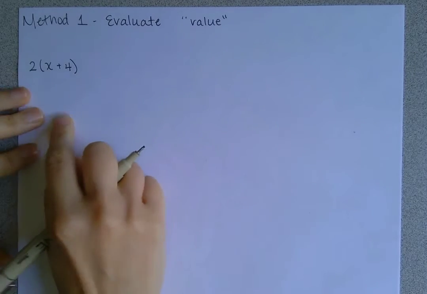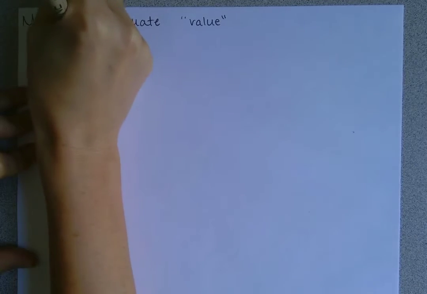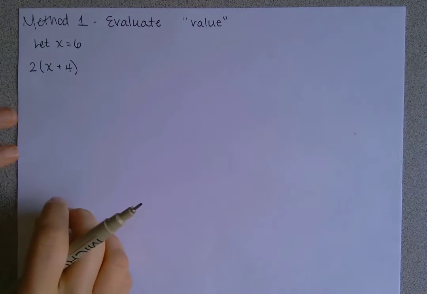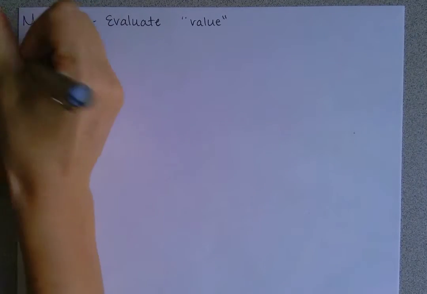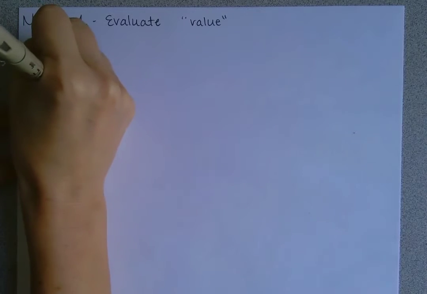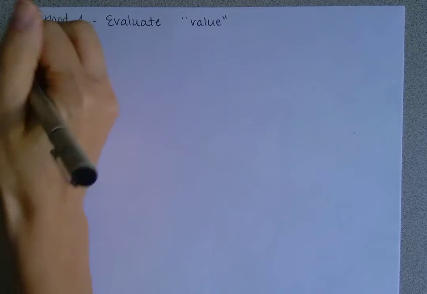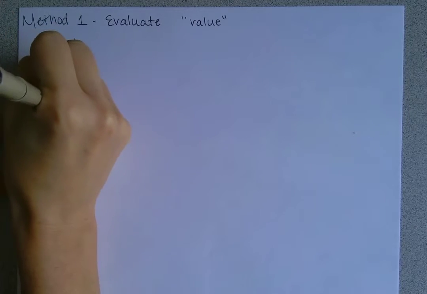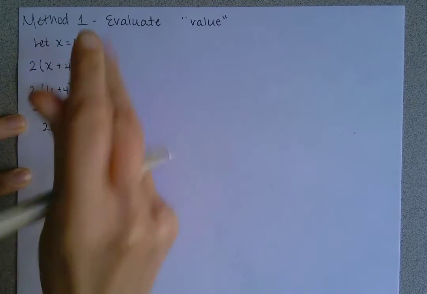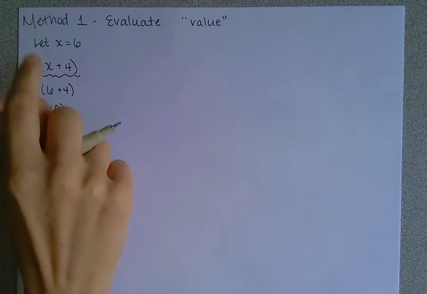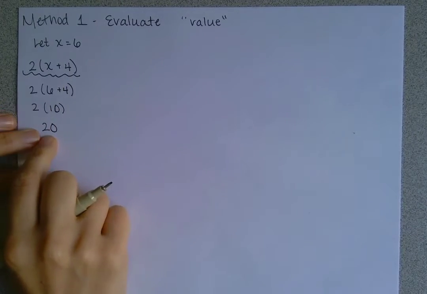And the way we do this is we can just pick any number we want for x. So say we let x equal 6, and I just randomly pick 6 because it's my favorite number. You can pick any number you want. So if I plug in 6 for x, I would have 2 times 6 plus 4. I would add first since it's in parentheses, so I would have 2 times 10, which is 20. Now, if an expression is equivalent to my original expression, when I plug in 6, I should also get 20.